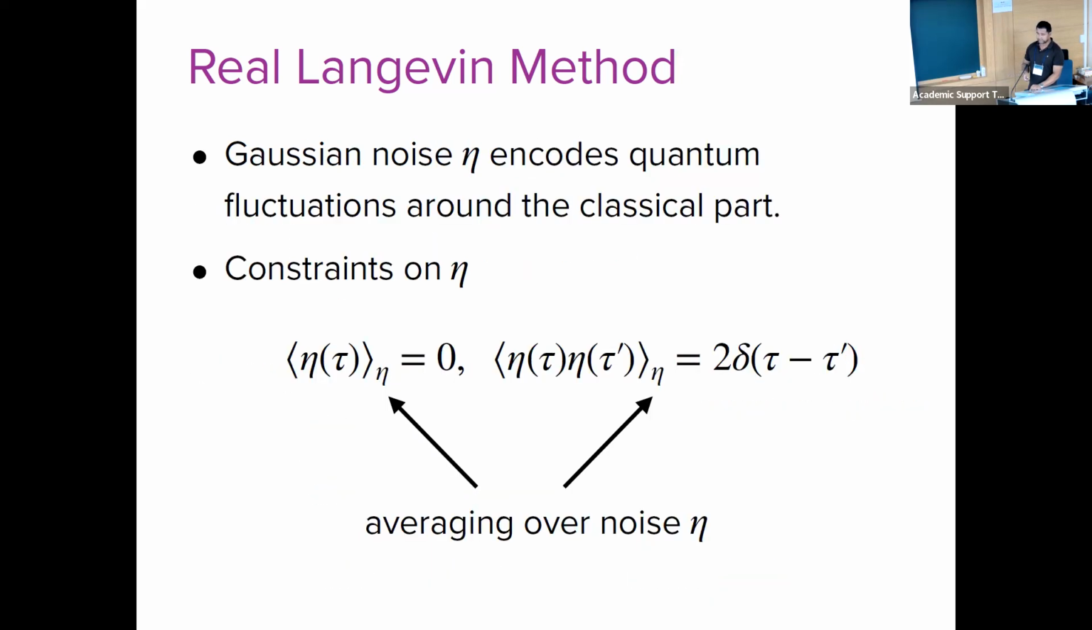Here, tau is Euclidean time. No, tau is just a parameter. We just call it time in quotes. It's just a continuous parameter, and ideally we shouldn't call it time. When we do Langevin evolution, the evolution is happening in this parameter, which is increasing as we evolve.